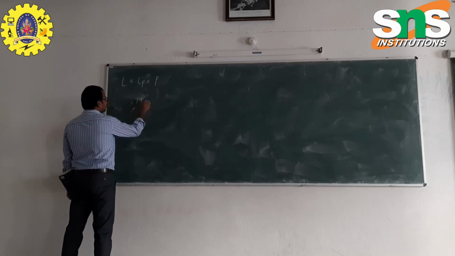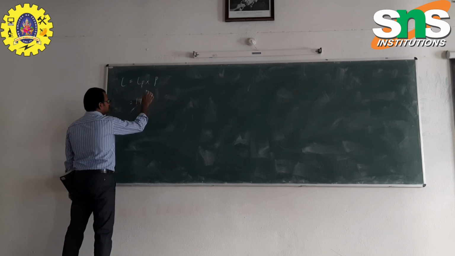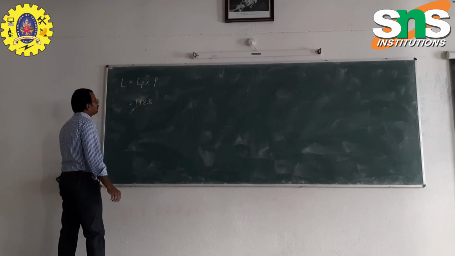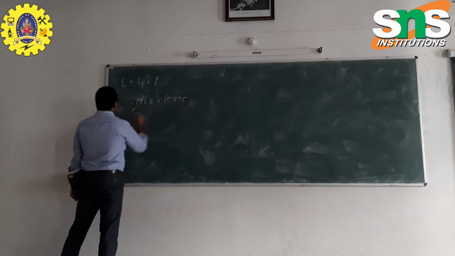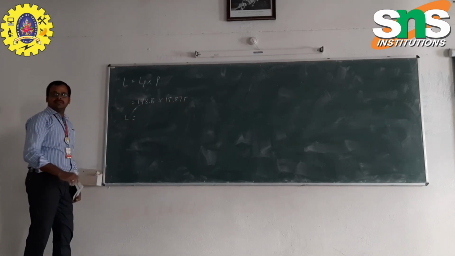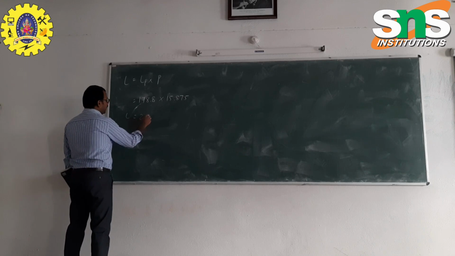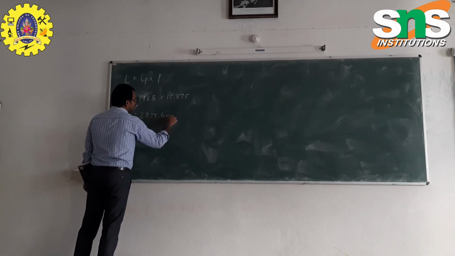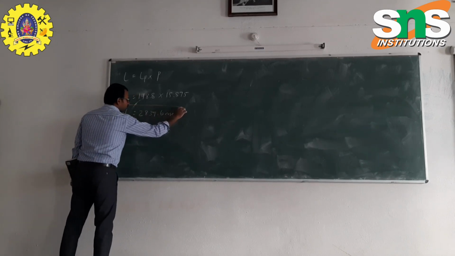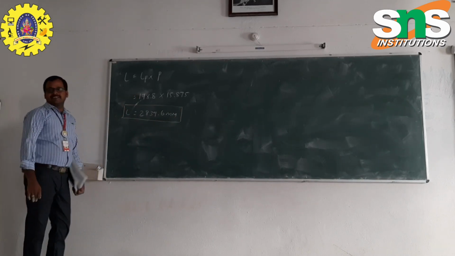17 into pitch, 15.875. So the total length becomes 2839.6 in terms of mm. So this is the total chain length.